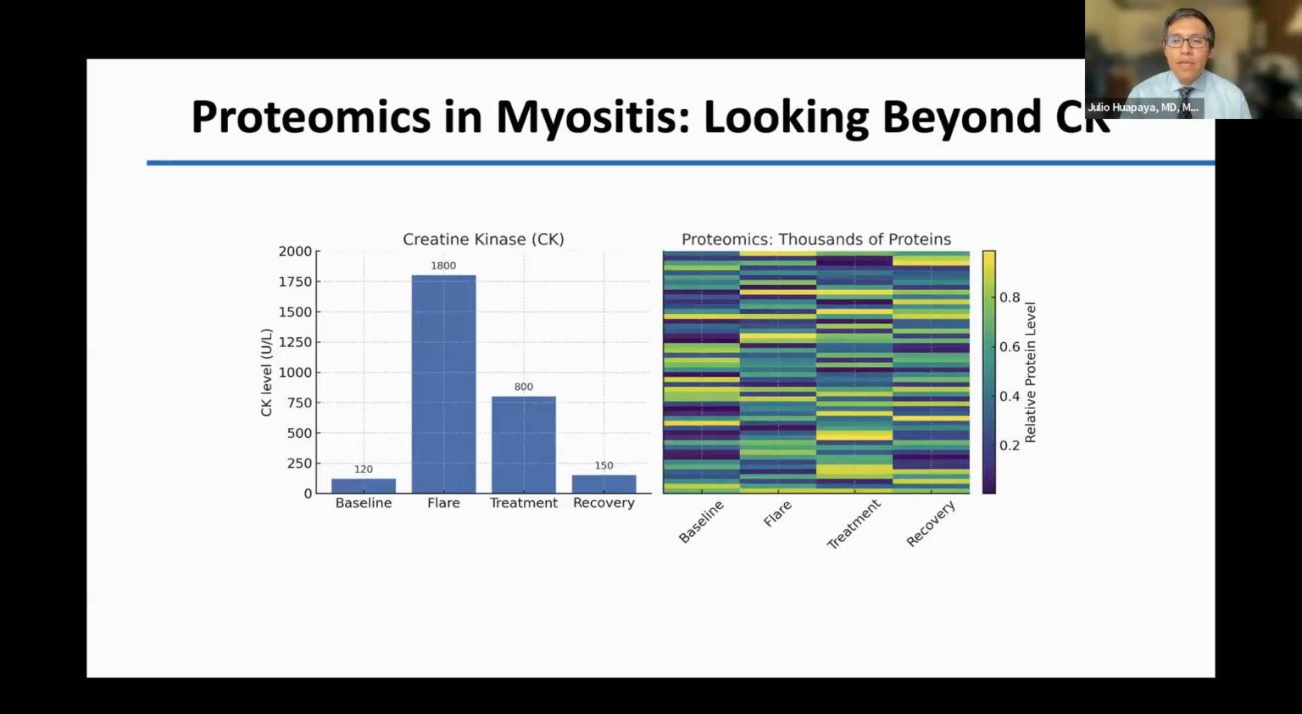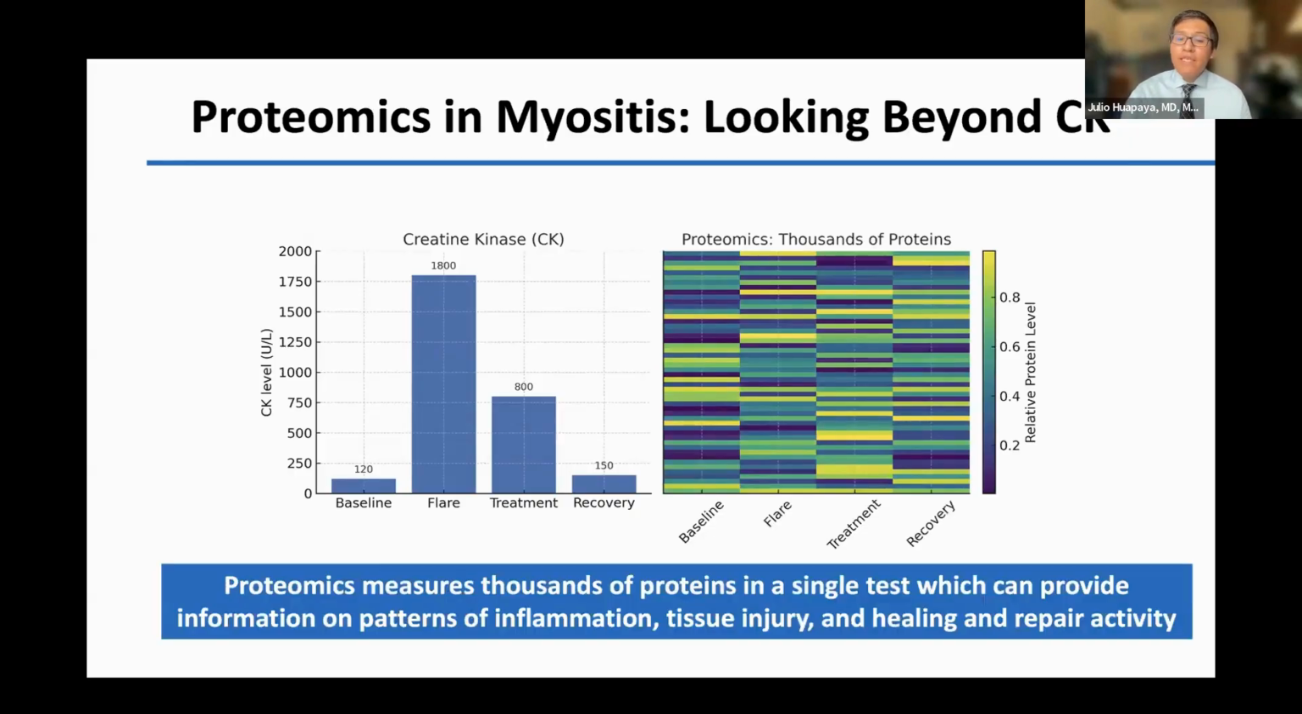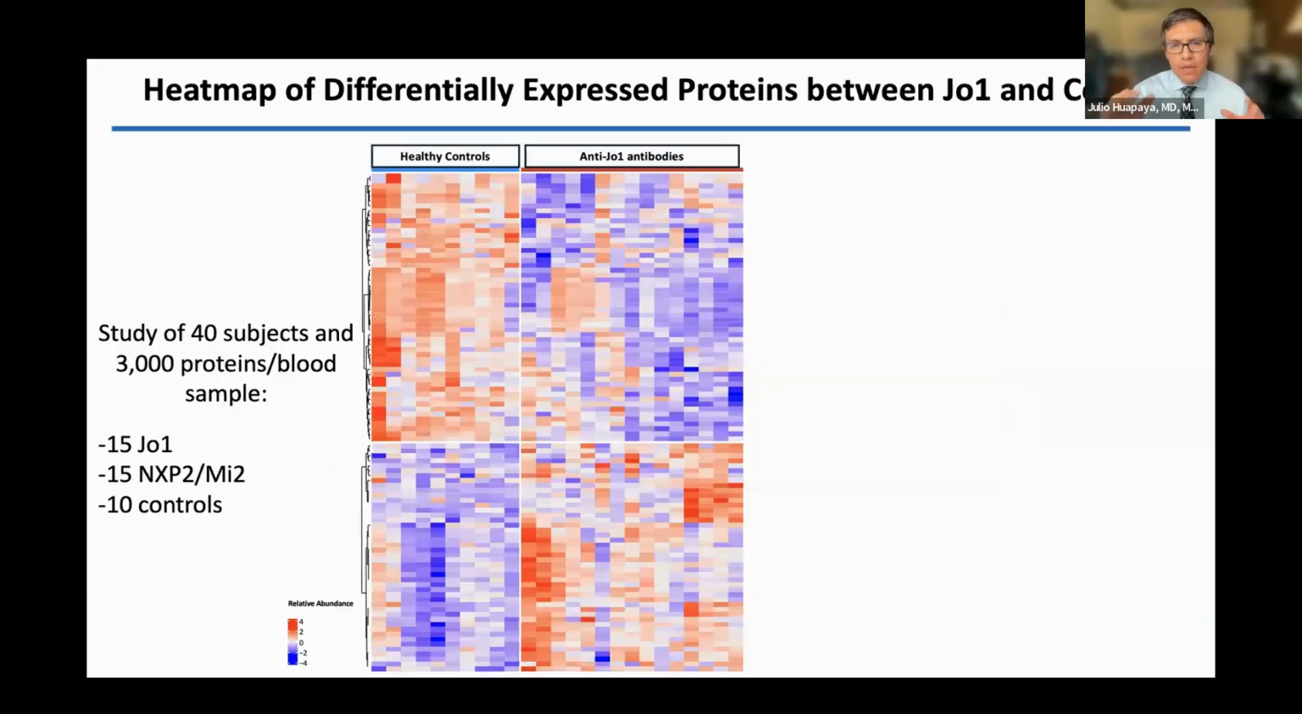What if we look at hundreds and thousands of proteins and we start to see patterns at baseline and over time? And this is where proteomics can help us significantly because with a single test, we can take a look at hundreds to thousands of proteins to better understand patterns of inflammation, tissue injury, or healing and repair activity. And I'm not going to talk specifically about the proteins and the pathways, but I just want to give you a sense of the work that we're actively doing.